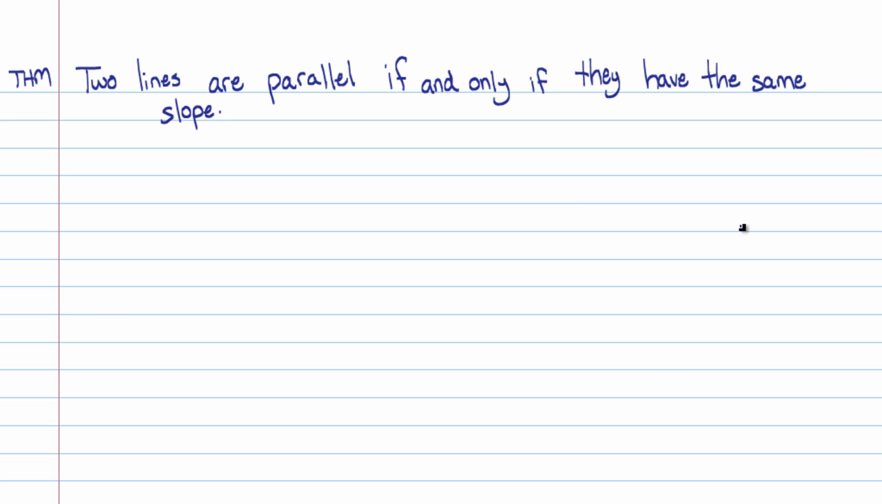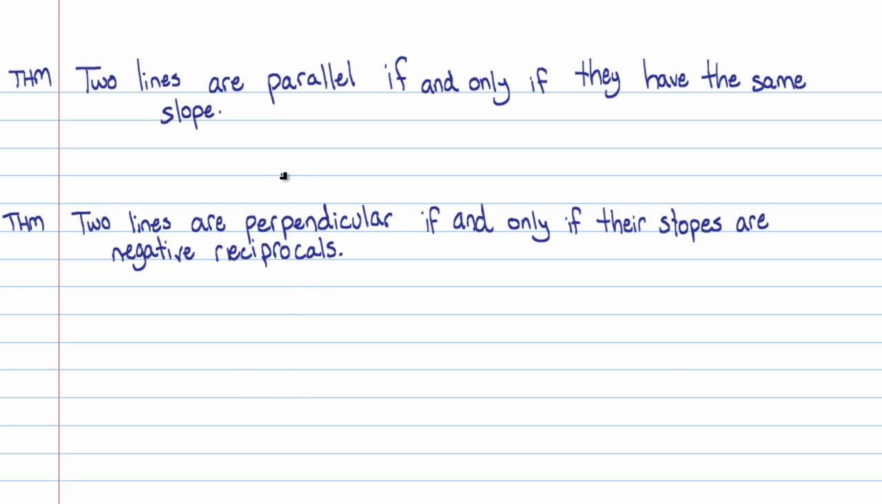Okay. Working with perpendicular lines is not so easy. Actually, it's very difficult to show the proof for the theorem that 2 lines are perpendicular, but we'll try to justify it. The theorem reads as 2 lines are perpendicular if and only if their slopes are negative reciprocals. And that's kind of hard to understand if you just say it in language.